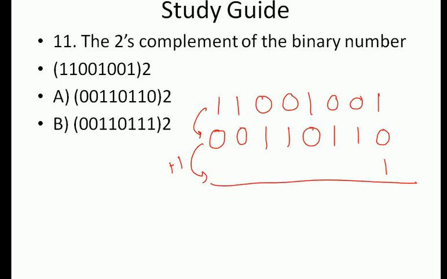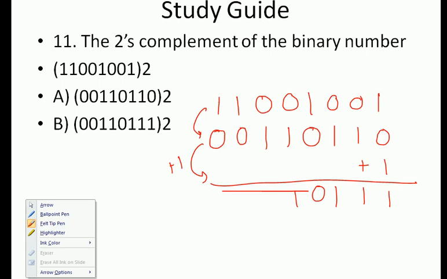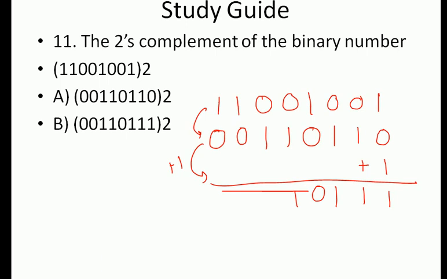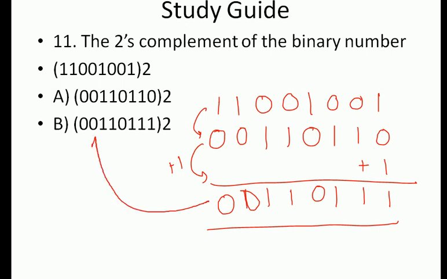If you add 1, you can find that 0 plus 1 is 1. This is 1, this is also 1, this is 0, this is 1. So this will be 1, this will be 1, this will be 1, this is 1, this is 0, this is 0. So this is the answer we have found, and you can tally that this answer is in option B.